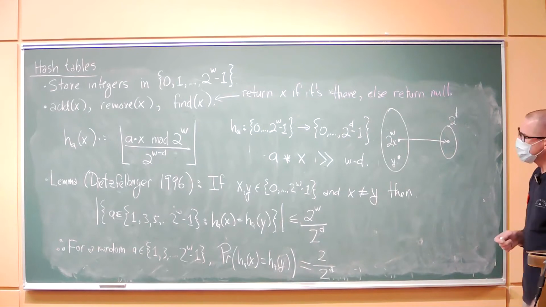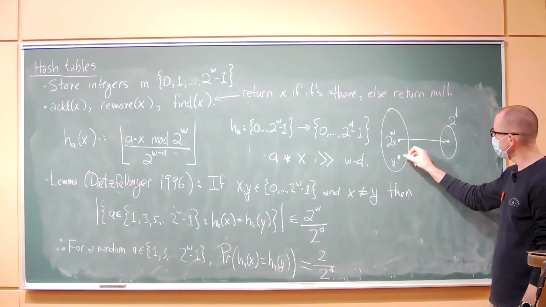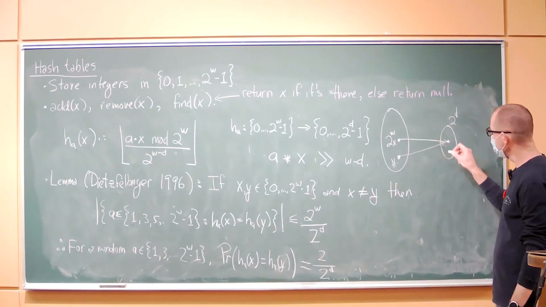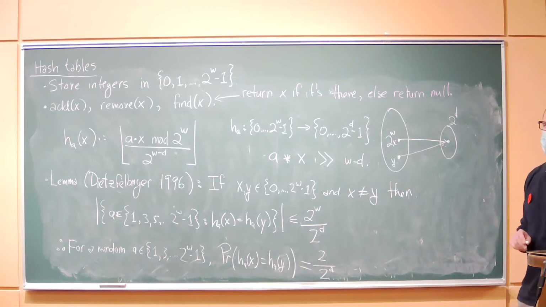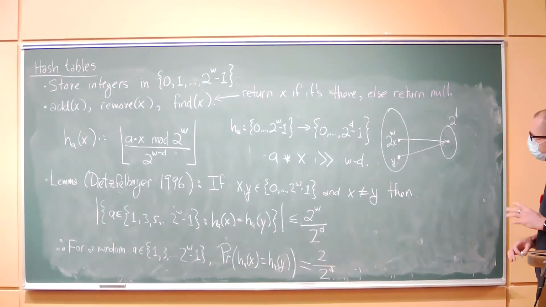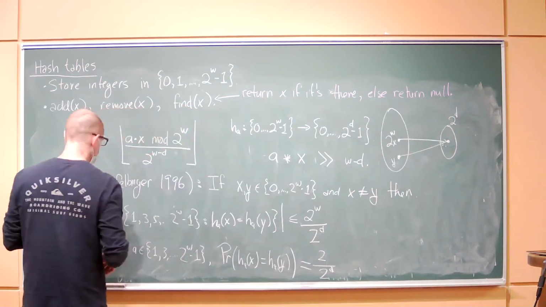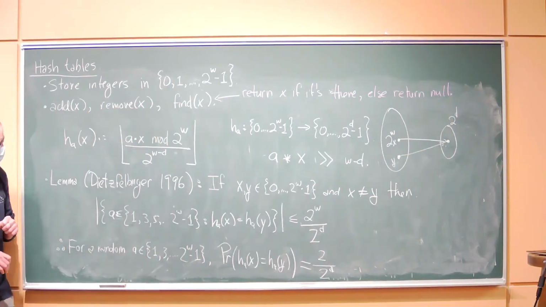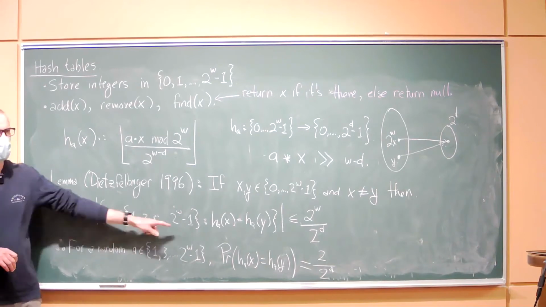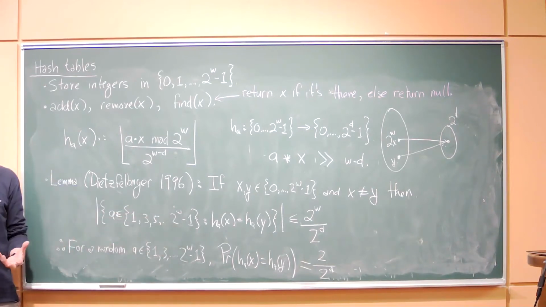Well, this says that's not quite what's happening. It's not quite that perfectly random, but it's pretty close. The probability that x and y go to the same place is only 2 over 2 to the d. So it's maybe twice as much as you would expect from a random thing, but not bad. And not bad because all we need for this hash function is to pick one random integer, and we get this nice hash function with this property. Okay.